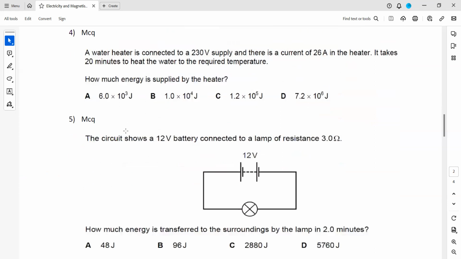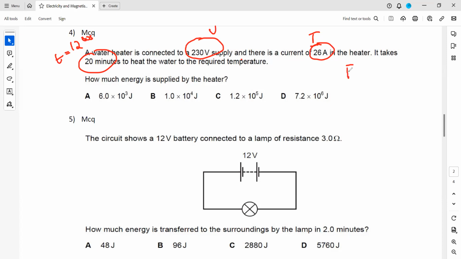In question 4, a water heater is connected to a 230 volt supply and the current is 26 ampere. It takes 20 minutes. How much energy is supplied? So we have the voltage, we have the current, and we have the time, but time should always be in seconds. So you have to multiply by 60. So 20 multiplied by 60 will be 1200 seconds.